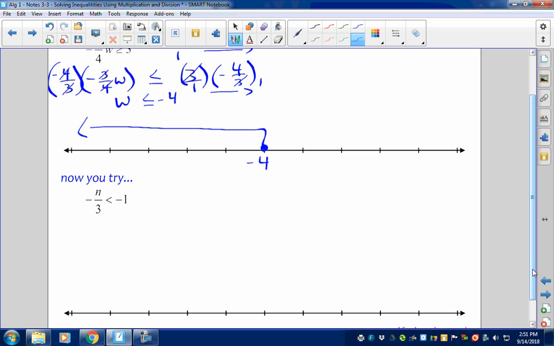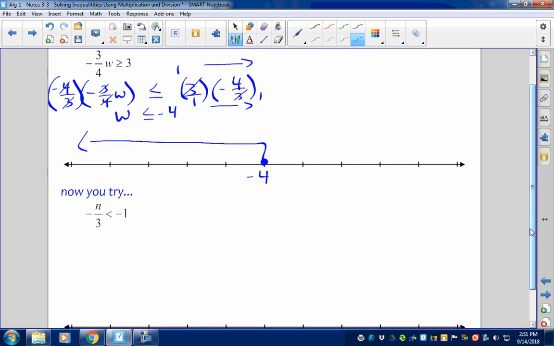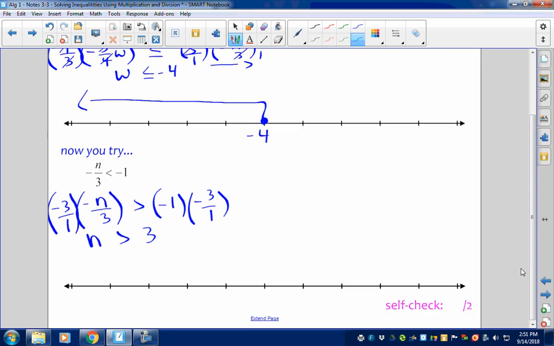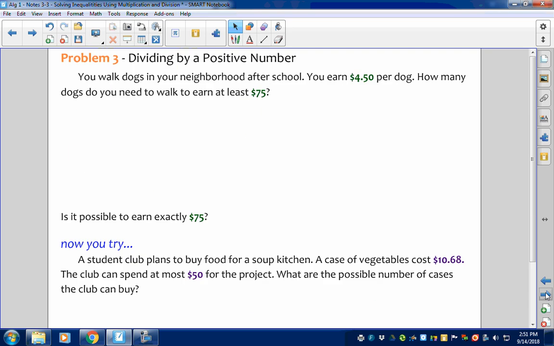To go ahead and try the second one on there. You should have gotten n is greater than 3 for the second one. Graph looks like this. Open circle at 3. Solution set is to the right of that value. All right, dividing by a positive number.